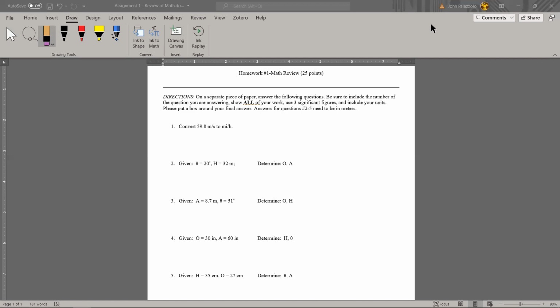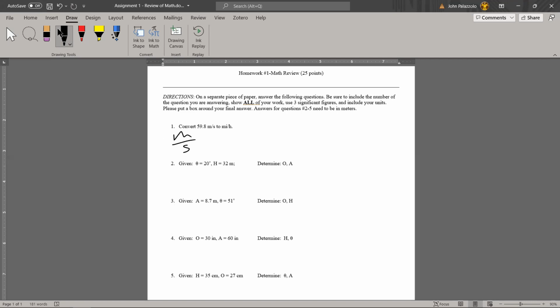I'll say that again: you can start by going from meters to miles, and then converting seconds to hours, or you can start by converting seconds to hours and then meters to miles. And it's very simple. You should have seen it in the review of math lecture. You're going from meters per second to miles per hour. So I'll start with converting meters to miles first.